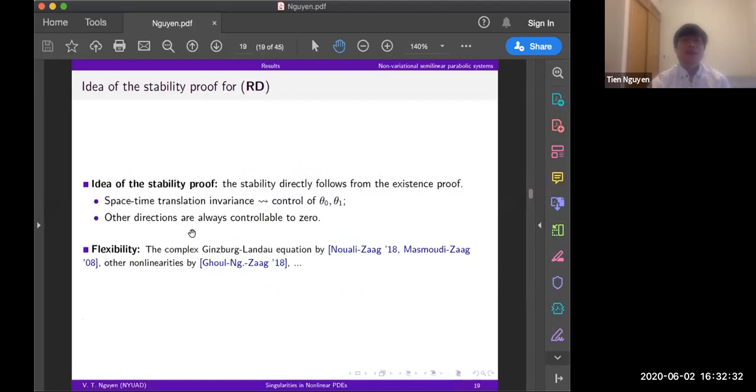And the stability follows directly from the existence proof because we have space-time translation invariance, which means we can relax a little bit the blow-up time and the blow-up point to be able to control theta 0 and theta 1 to zero. We also have the scaling invariance so that we can control the zero mode. And for the negative mode, we only control it to zero. So there is some flexibility in our method, and it can apply to more complex models like Ginzburg-Landau or other nonlinearities.